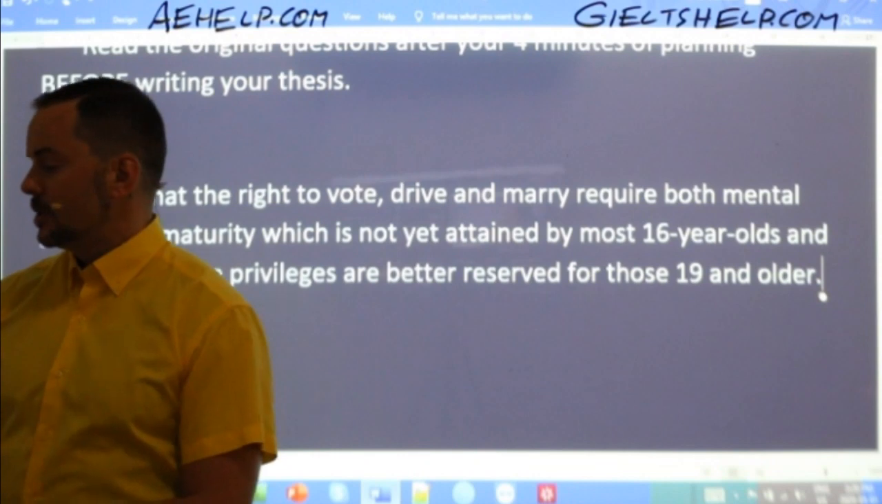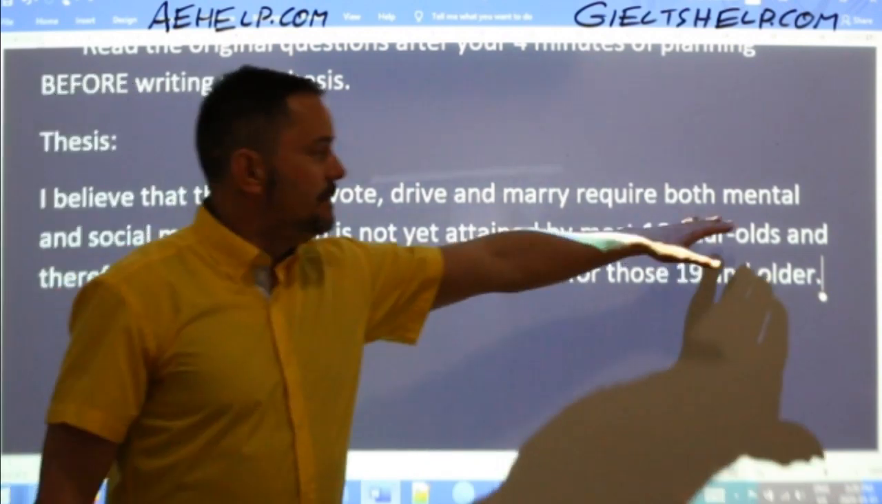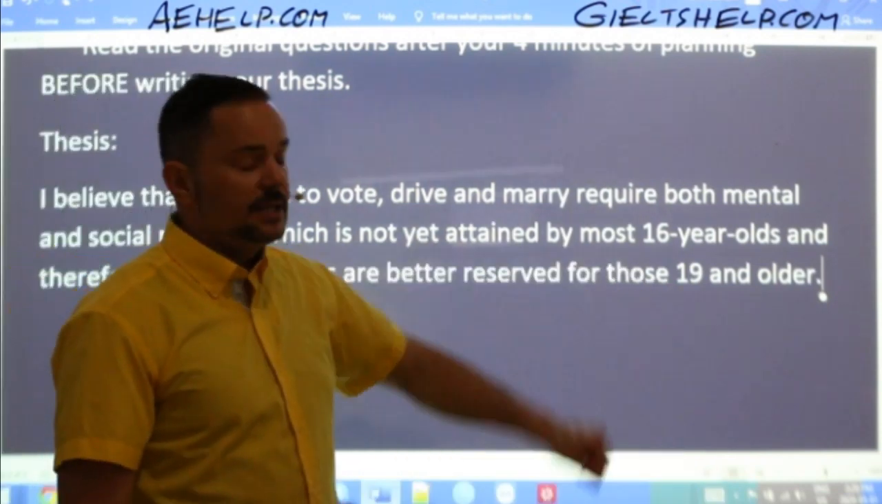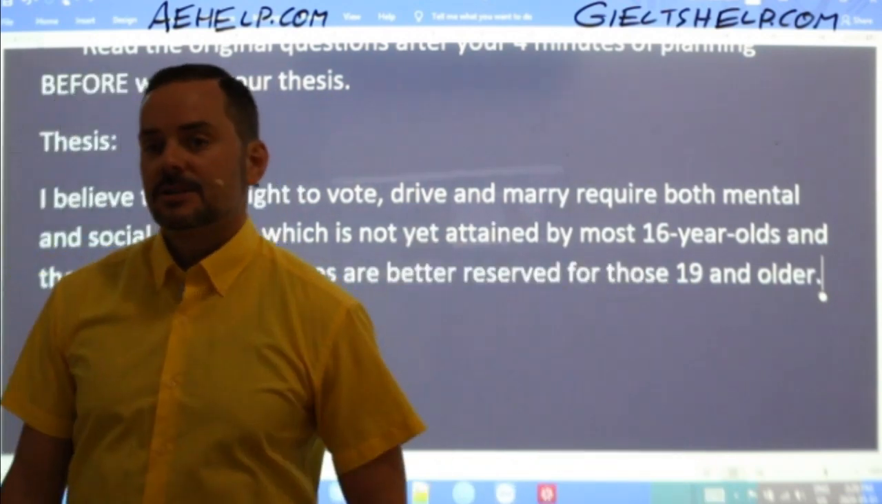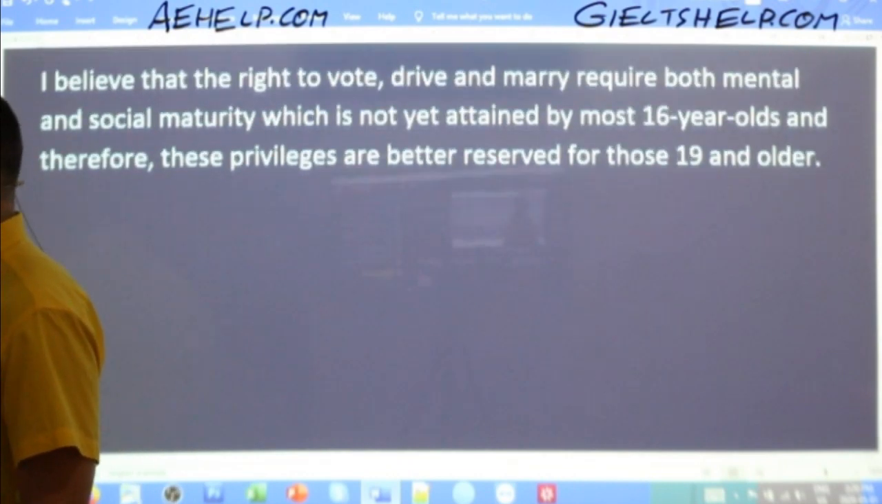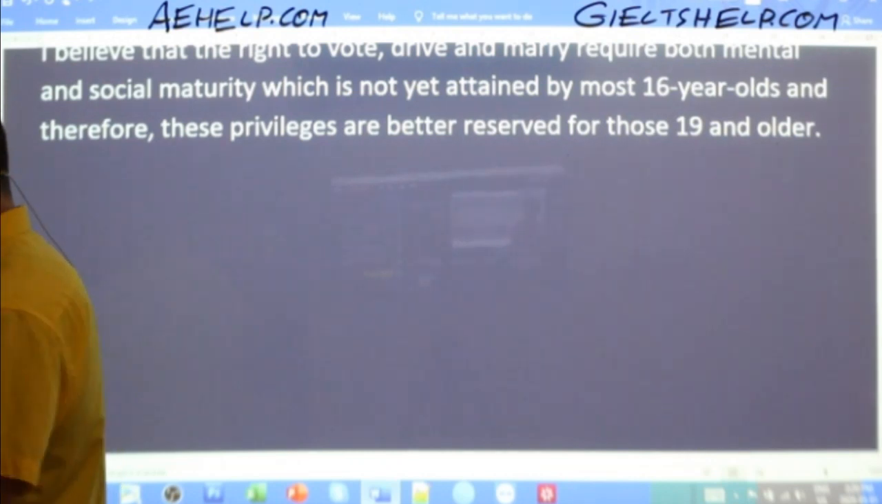Okay. So mental maturity, social maturity. And I can compare 16, 19-year-olds in each of those paragraphs in that regard. Okay. All right. So now the introduction.